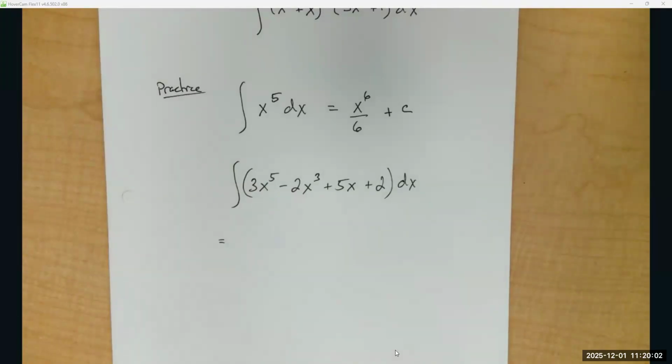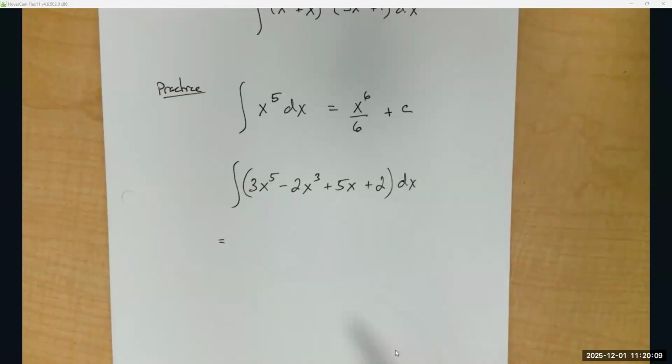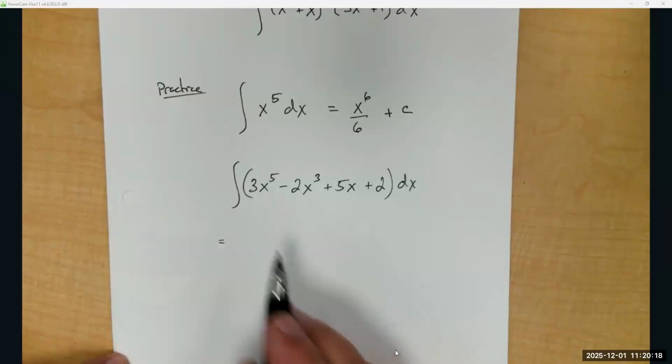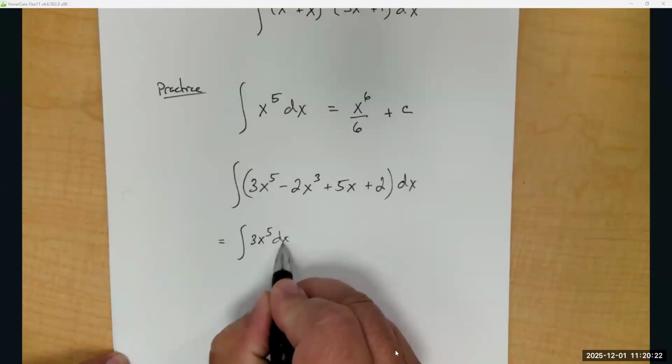Go back to the basics. Always start off these things: do we know any rules we can use with this? When we first started discussing integrals, well, this is a sum and difference rule. We can look at each one of these separately.